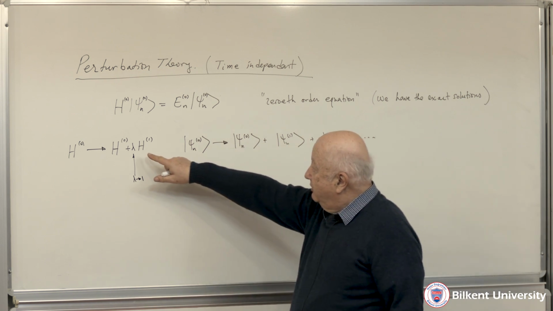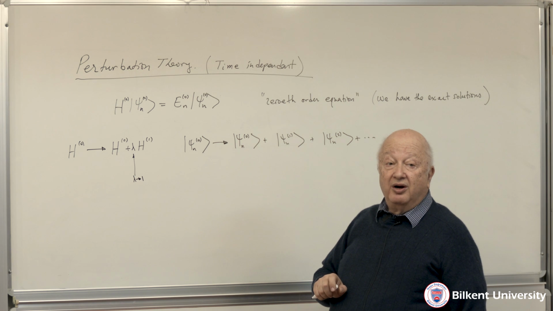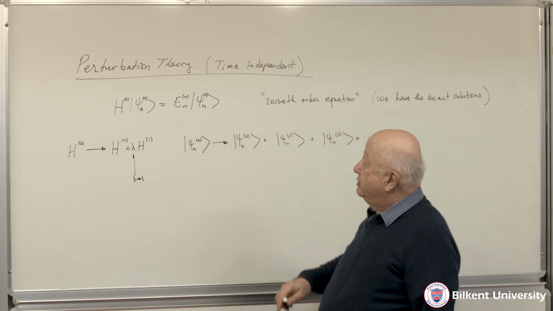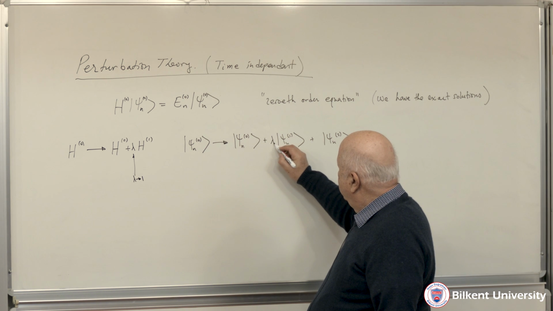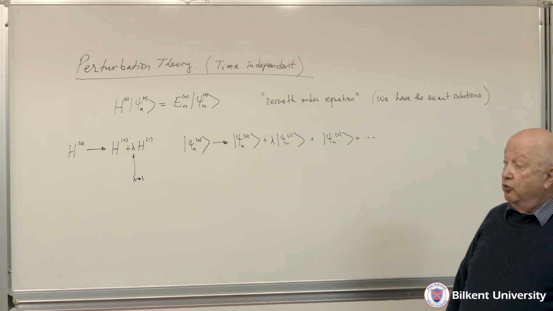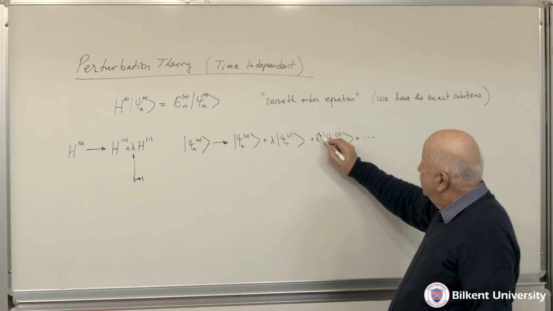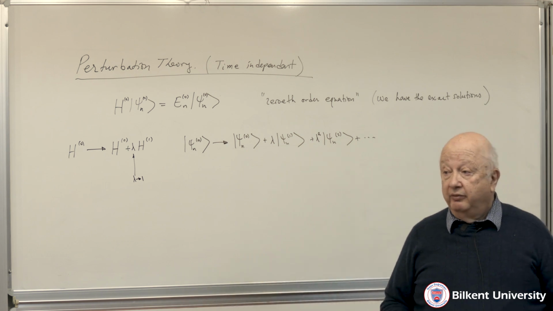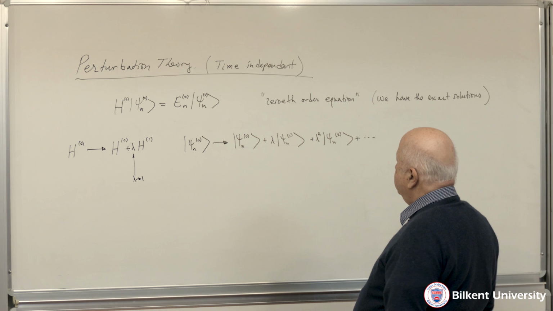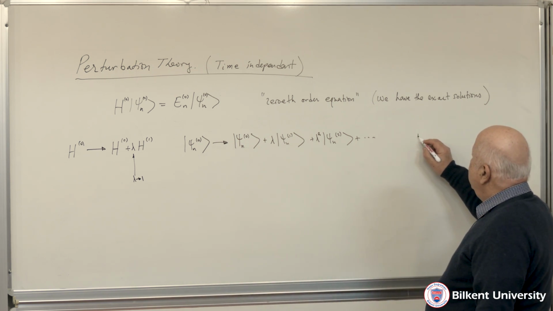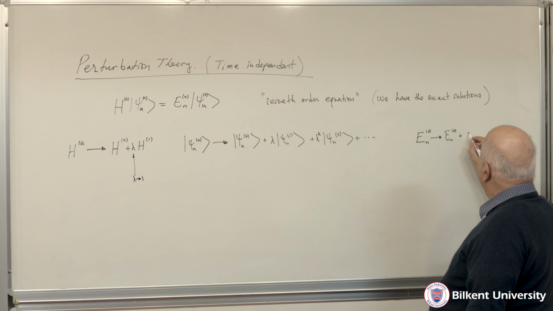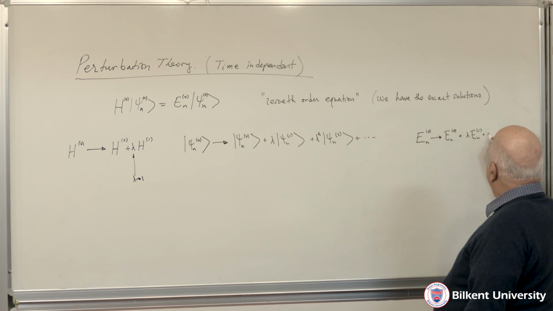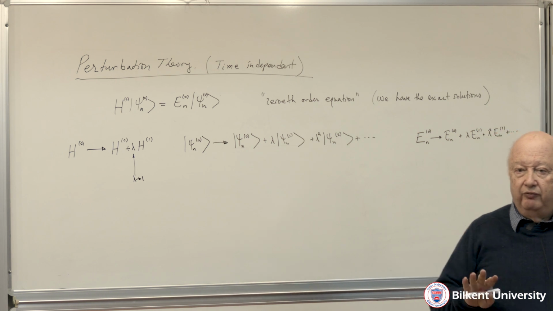Since we are going to arrange the orders of this approximation according to these powers of H, we say psi n1 is going to be proportional to one power of lambda, psi n2 is going to be proportional to lambda squared, and so on. Eventually we are going to remove that lambda, but it will help us do that. Similarly, this En0, the energy of the nth state, will go to En0 plus lambda En1 plus lambda squared En2, etc.